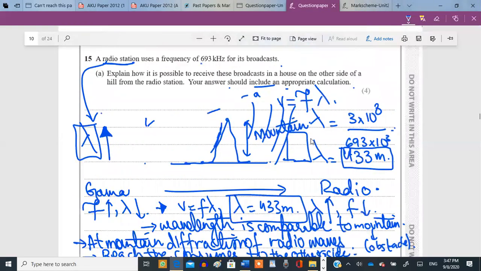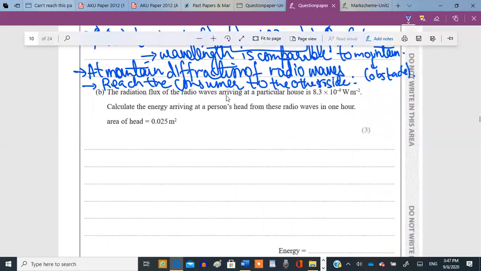Okay, now part B says the radiation flux of the radio waves arriving at the particular house is this much, watt per meter squared. Let me explain what this unit actually represents. Watt per meter squared. Watt is a unit for power. Power means joules per second, energy per unit time.